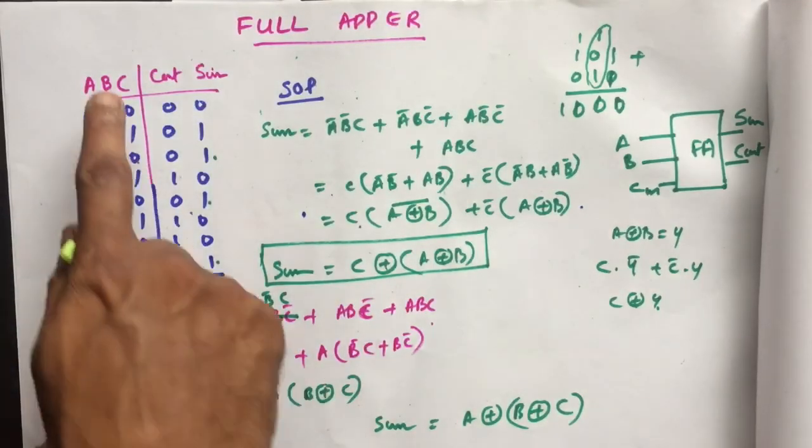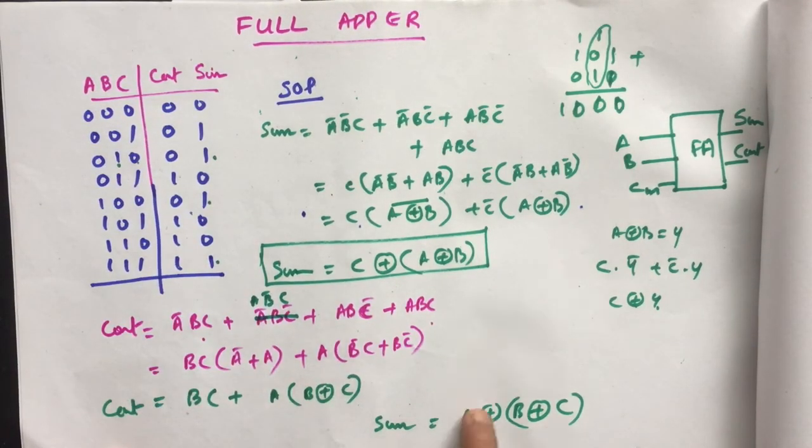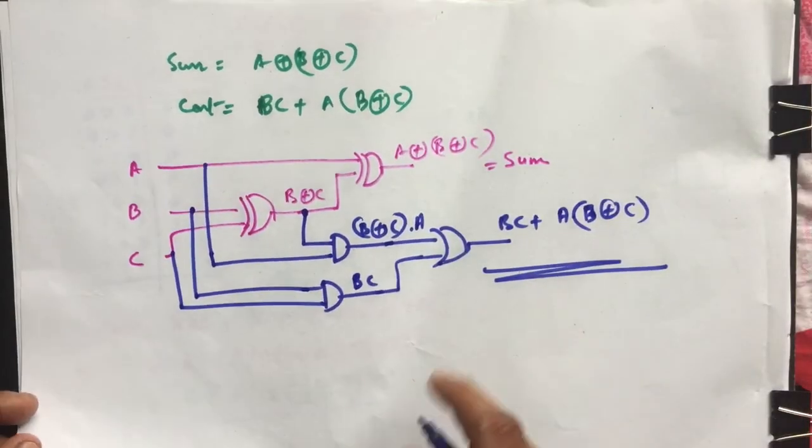So first we go for the truth table, then for the expressions. This is carry out, this is sum. From the expressions we go for the circuit.